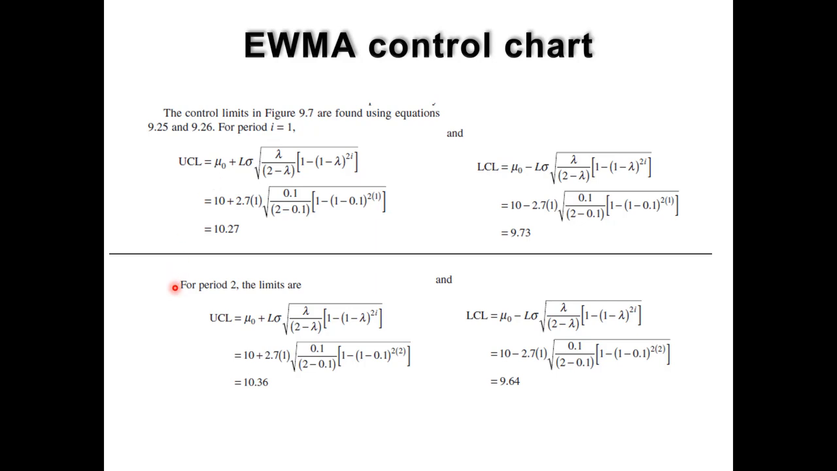Now we can also do the same for the second period, period 2, where we compute the limit by substituting the respective values of, again, process mean equals 10, L equals 2.7, lambda equals 0.1, and we will get upper control limit equals 10.36, lower control limit 9.64. Okay, so these two are the upper and lower control limits for the sample value at period 2.